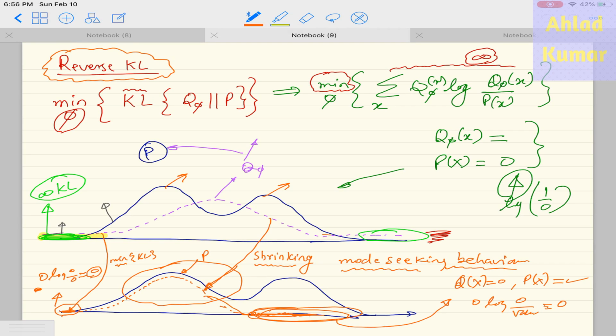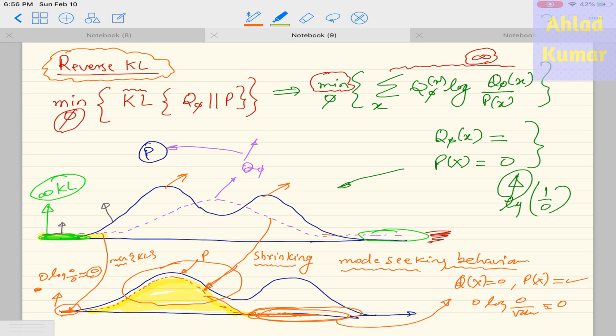So you can see that reverse KL is basically underestimating the probability distribution P. By underestimating, I mean the probability distribution Q is underestimating the probability distribution P because it is estimating only one of the modes, which is over here.